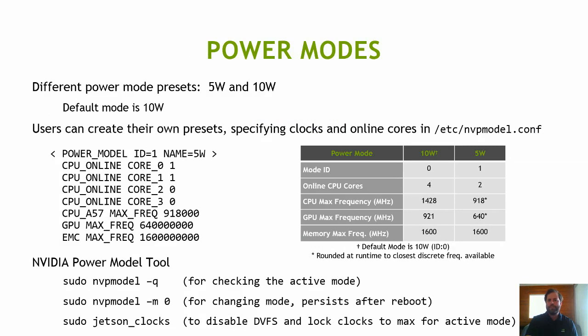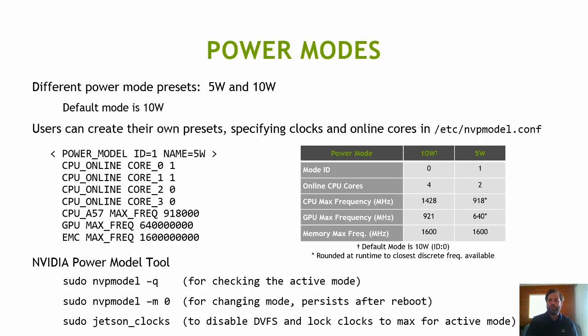An extension of the discussion on power supplies is the power modes that the board is able to run in. Nano has 5 and 10 watt power modes, and by default it'll boot up in 10 watt mode, which gives you the best performance. If your power supply is acting up on you, you can try putting the board in 5 watt mode so it draws less power until you can get a new one.